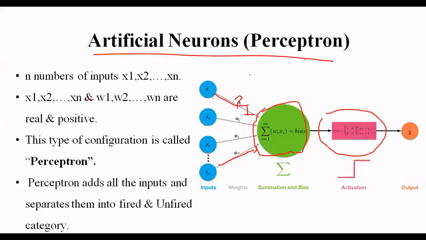So, summarizing the artificial neuron, we have n number of inputs, x1 to xn, and they have corresponding weightages w1, w2, up to wn, which are real and positive values. And this type of configuration is known as a perceptron. Perceptrons add all the input from the data, and separate them into fired and unfired categories. Meaning that this is true or false, or this is spam, or this is not spam. Like that, it will fire.